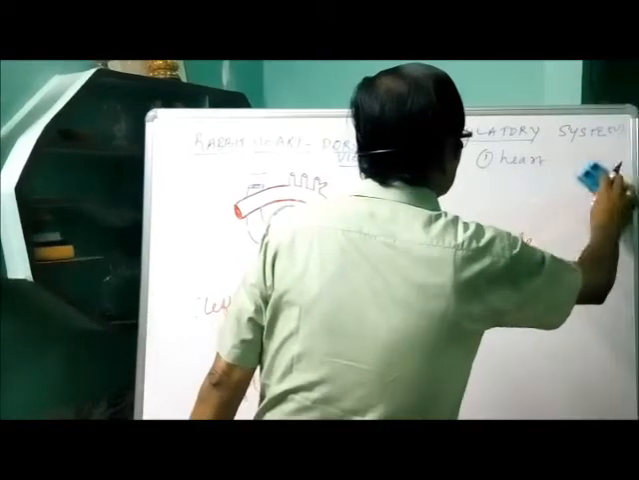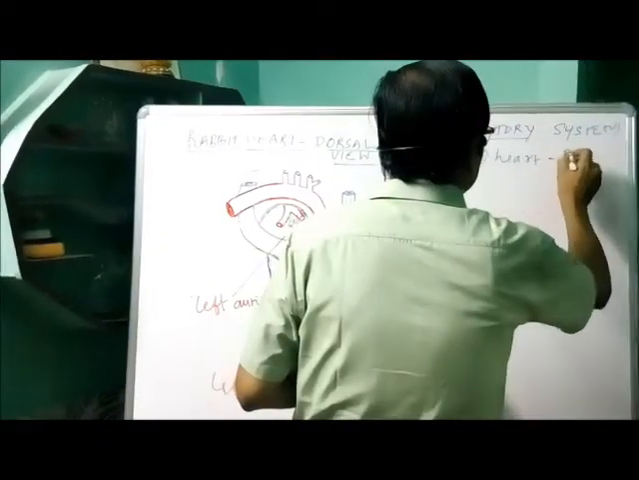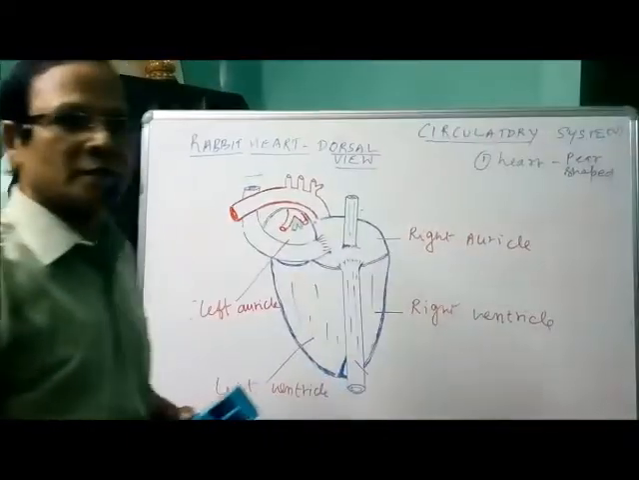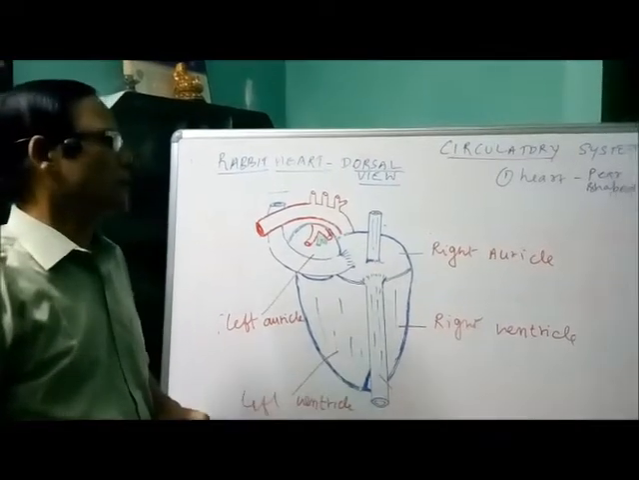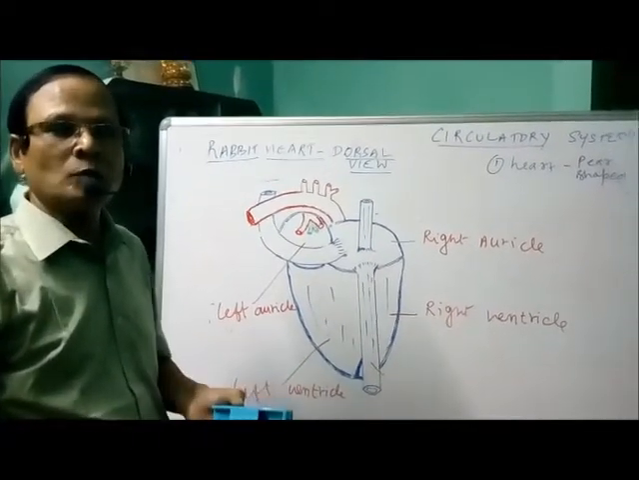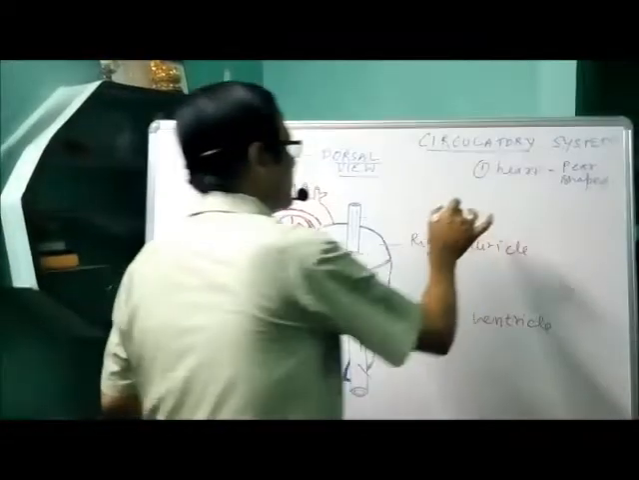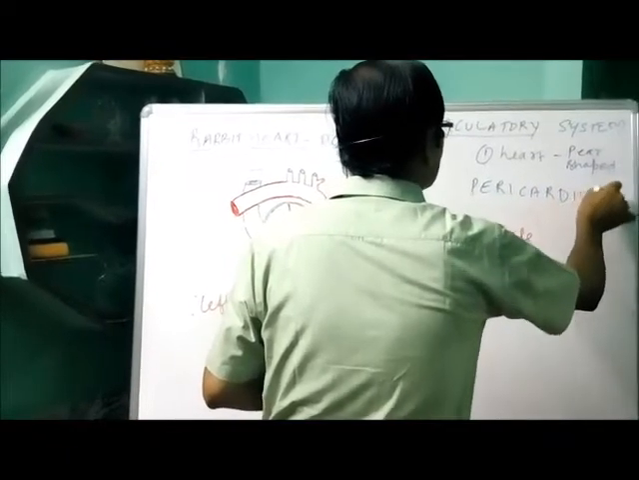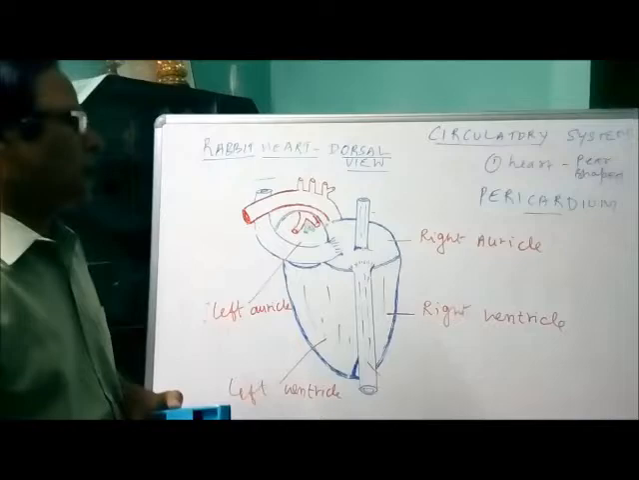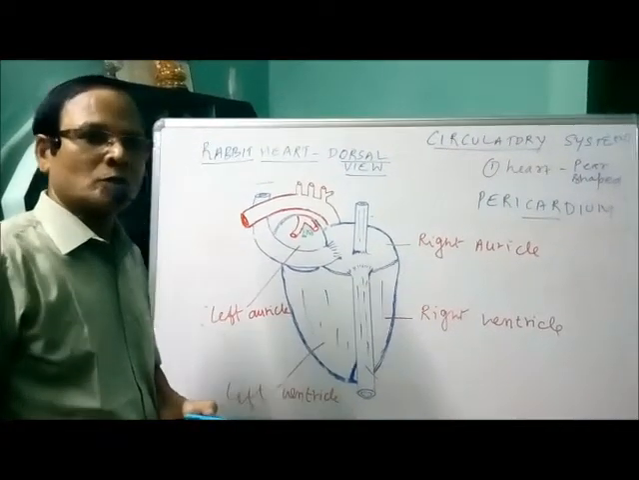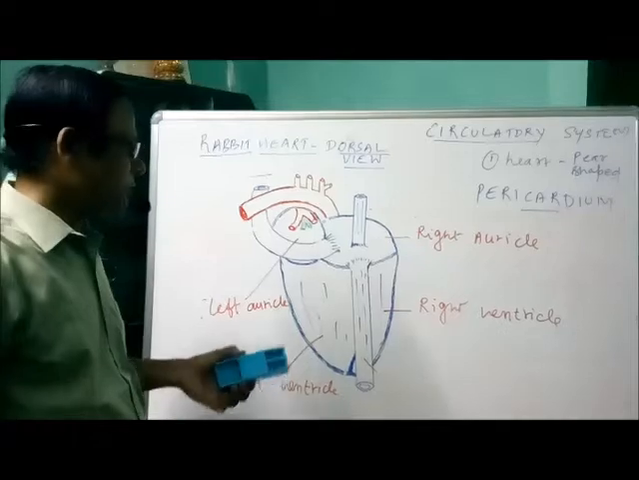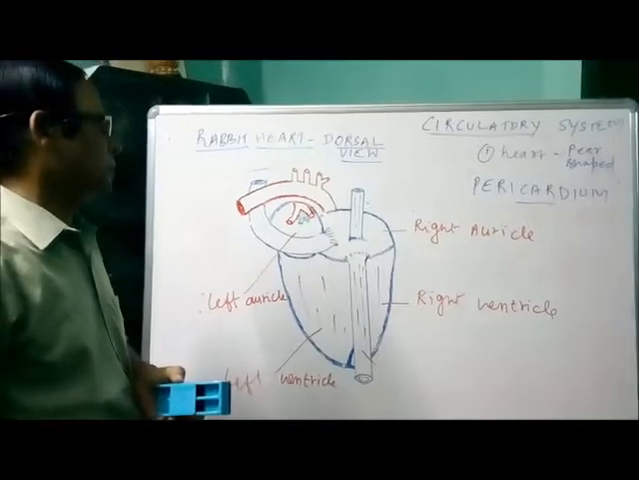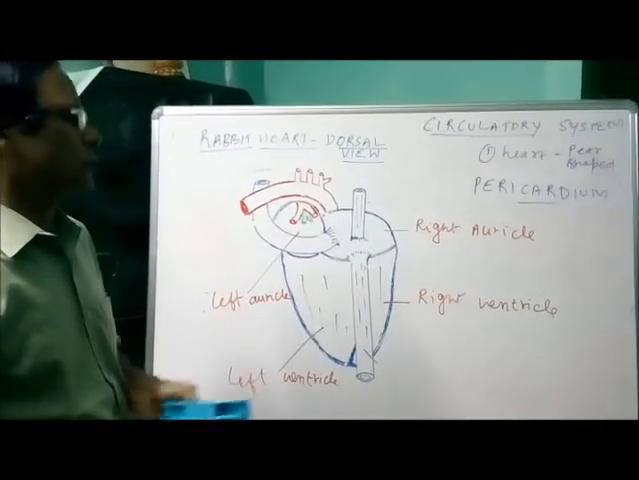Now, the heart is pear-shaped. It is placed inside the thoracic cavity in between the two lungs. The heart is enclosed in a double-walled membranous structure called the pericardium. Between the two membranes there is a fluid called pericardial fluid, which prevents friction of the heart while the heart is working. That's about the pericardium.